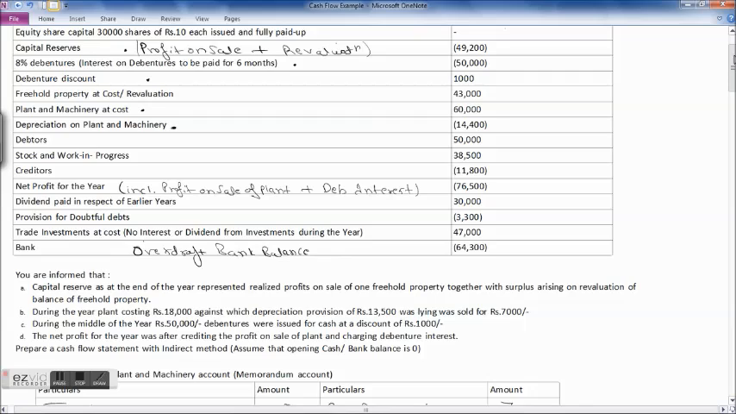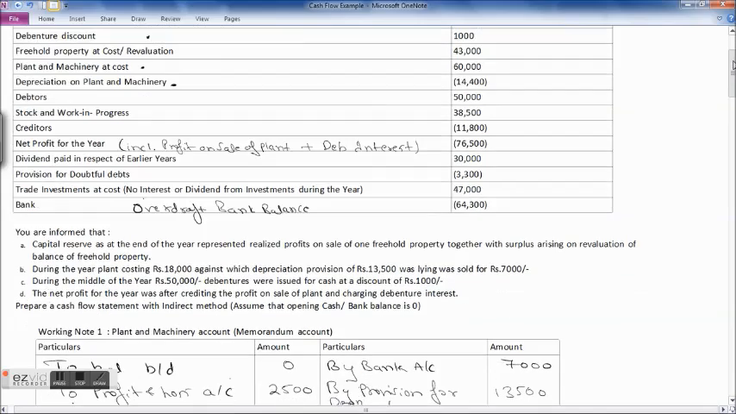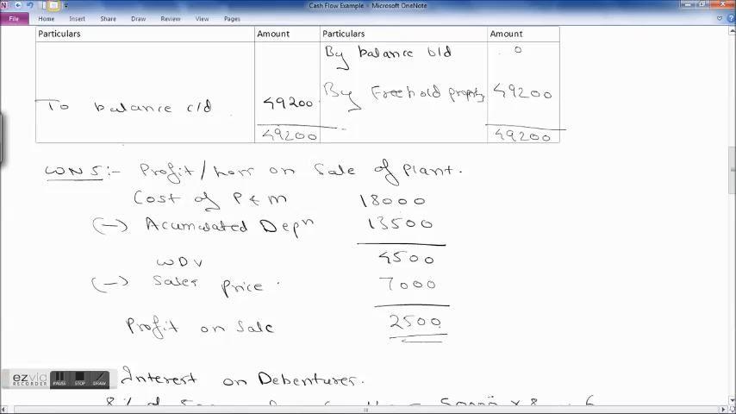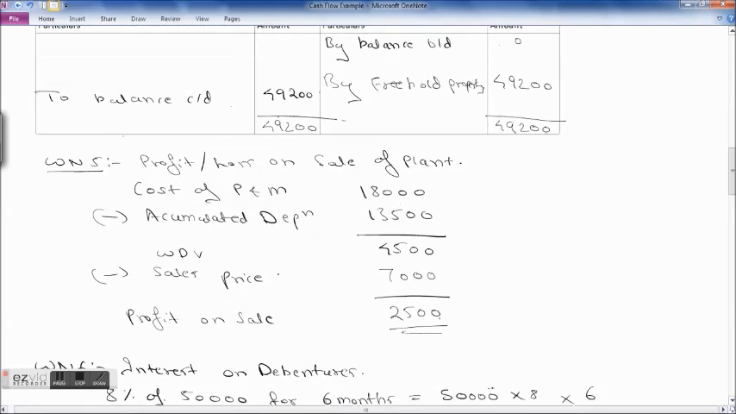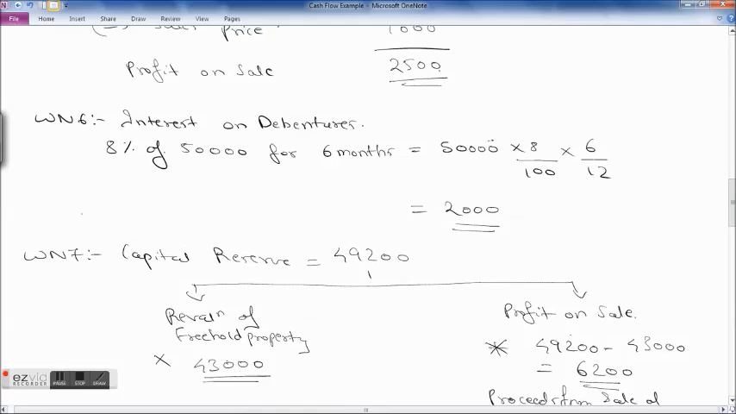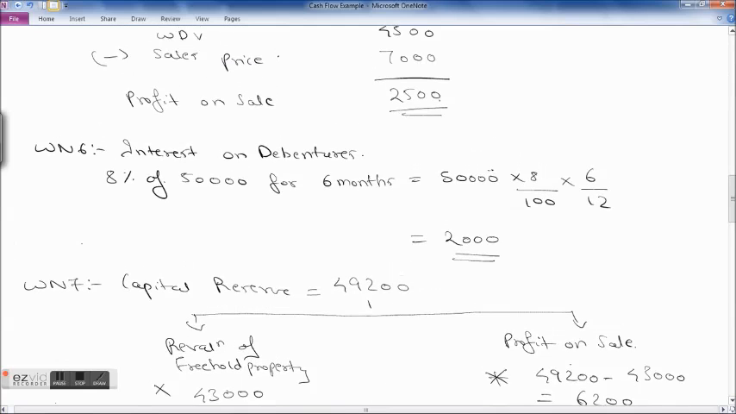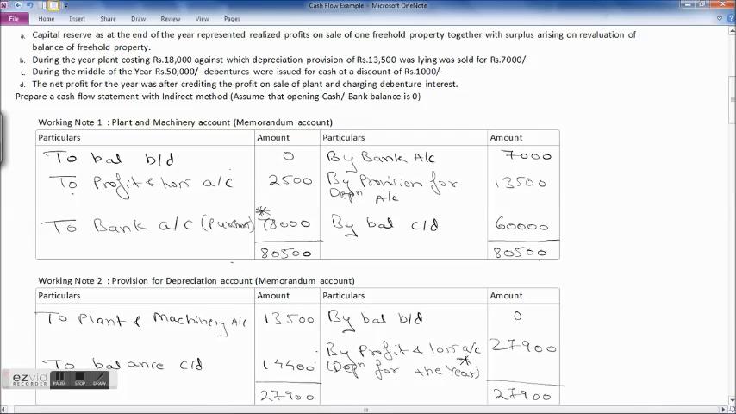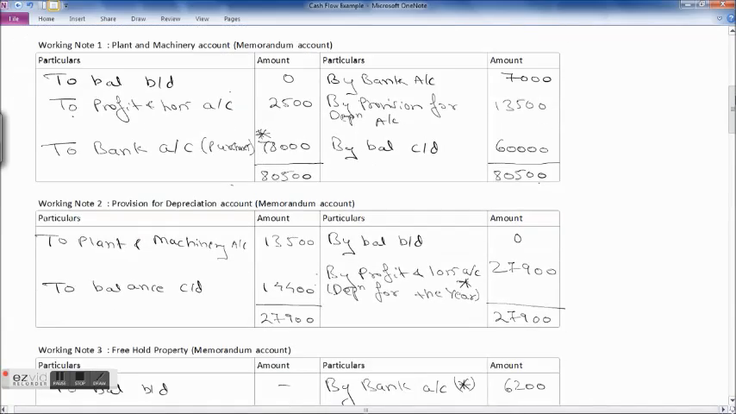Now there is one more, 8% debentures: interest on debentures to be paid for 6 months. Now we'll see the working note for debentures. Interest on debentures, how much is that? 2,000. If you see point number 4, the net profit for the year was after crediting profit on sale of plant and charging debenture interest. So this debenture interest was included in your net profit.